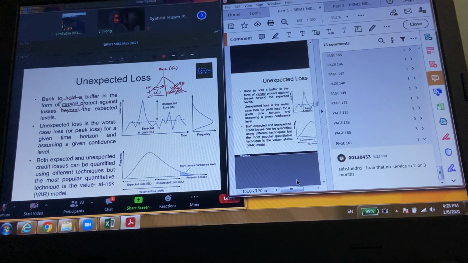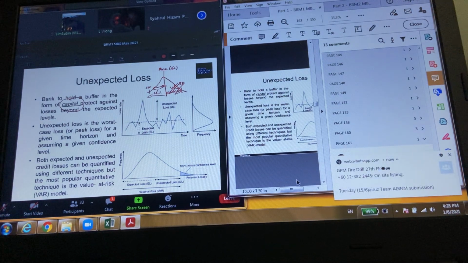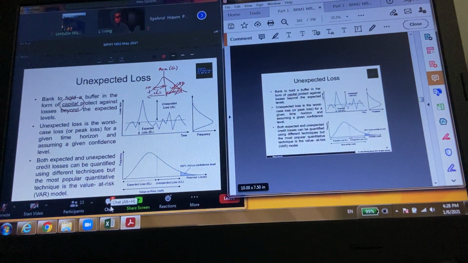But in this case, unexpected loss, no. You cannot use your salary to provide. You have to come up with your own savings, bring out your own money to provide for it. That can be quite damaging, in the sense of costly, to the bank. So just to let you know, unexpected loss is something you don't expect to happen, but you have to provide for it in the form of capital.